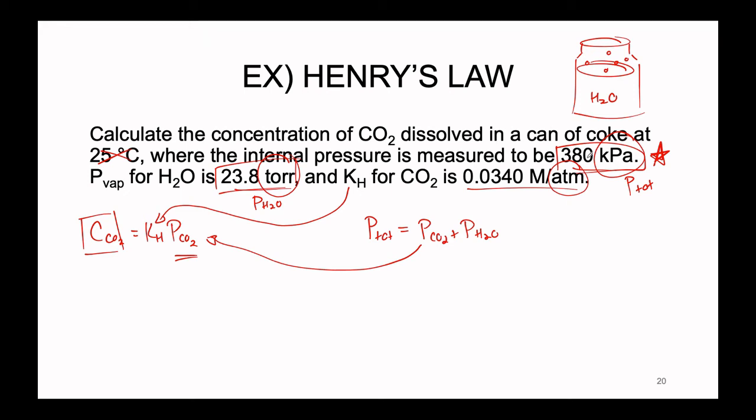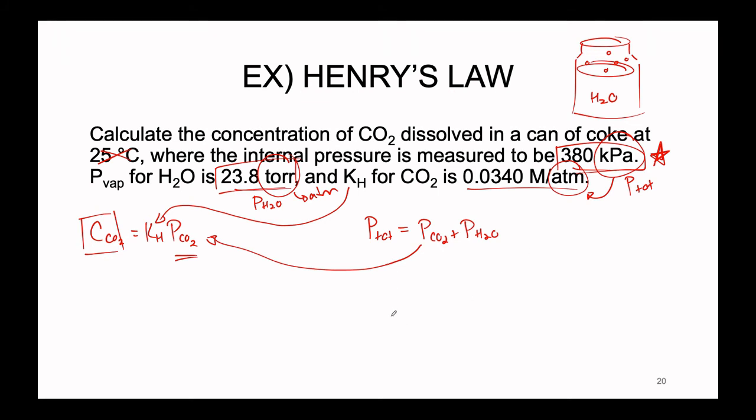Now, because Henry's constant has a more complicated unit arrangement, right, it's molarity per atmosphere, I just want to leave Henry's constant alone. And because I don't want to touch Henry's constant, what this means is I'm going to want to convert kilopascals into atmosphere, and I'm going to want to convert torr into atmosphere. Once we have converted our pressures into atmospheres, we'll be able to calculate our pressure of carbon dioxide, plug that into our equation, and find concentration of CO2 in our Coca-Cola beverage.